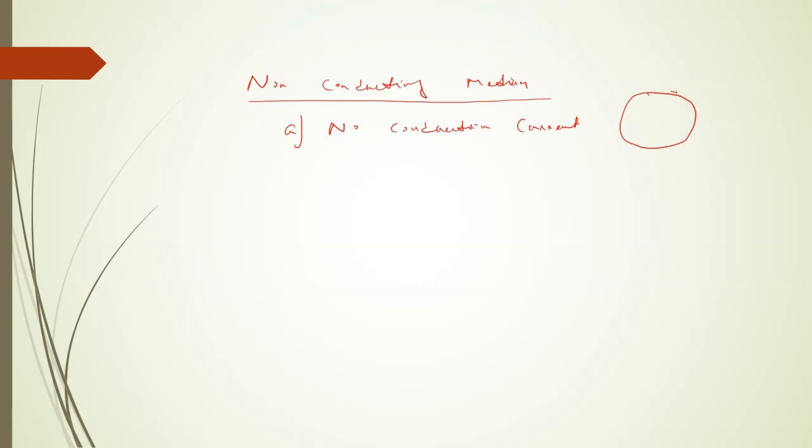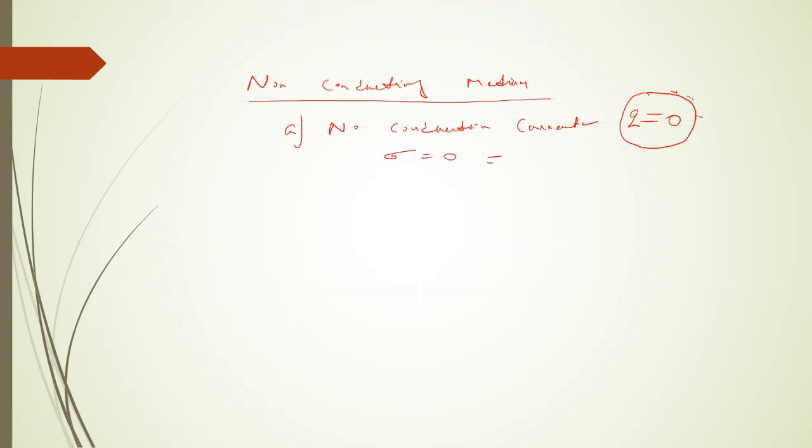non-conducting medium. A non-conducting medium means no current is passing through it. Where is it possible? It is possible where there is no conduction current, because there are no charges. Suppose this is the medium. There may be charges at the surface, but within the medium the charges are zero. So charge is zero, it means conduction current is zero, it means conductivity is zero.